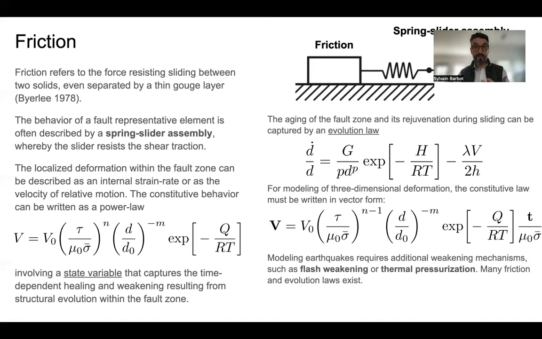To simulate earthquakes, we need to consider more things than simple friction. For example, flash weakening or thermal pressurization that involves yet more physical processes. Additionally, several different types of frictional laws are currently being used and tested to represent frictional sliding.